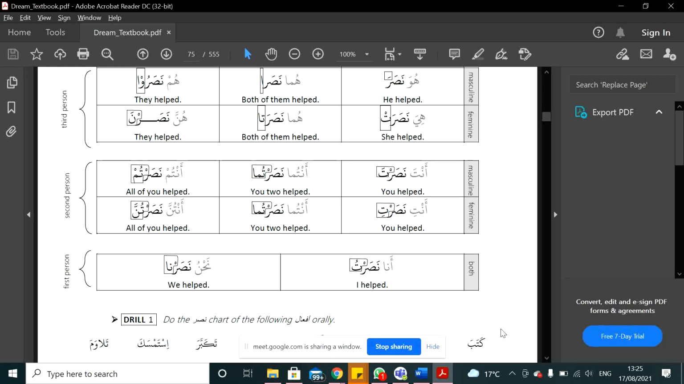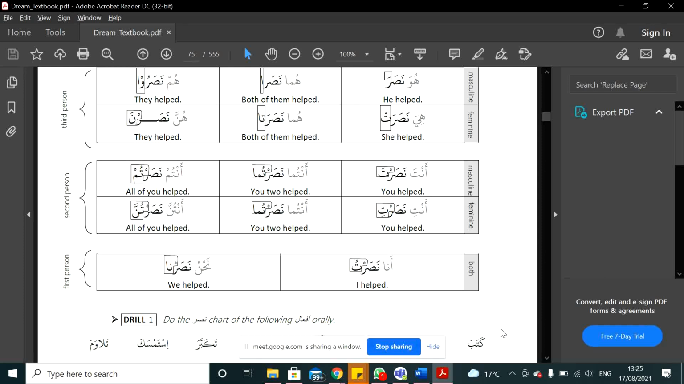You refrained. Antuma istamsaktuma. You two refrained. Antum istamsaktum. All of you refrained. Anti istamsakti. You refrained. Antuma istamsaktuma. You two refrained. Antunna istamsaktunna. All of you refrained. Ana istamsaktu. I refrained. Nahnu istamsakna. We refrained. Very good, very good.